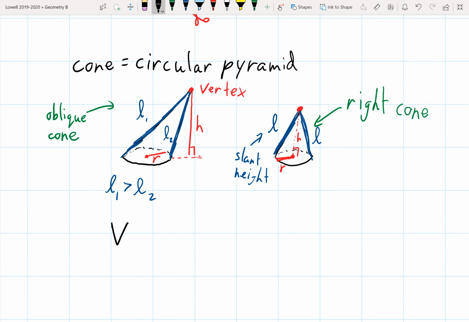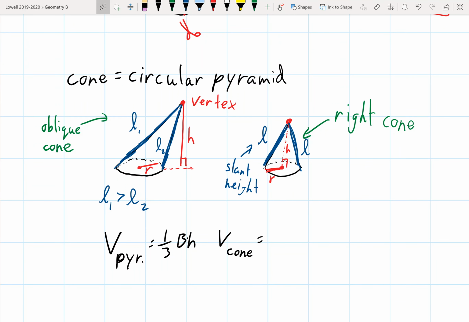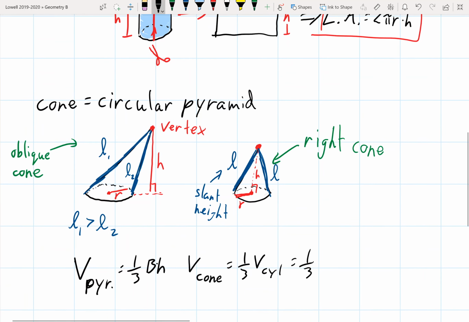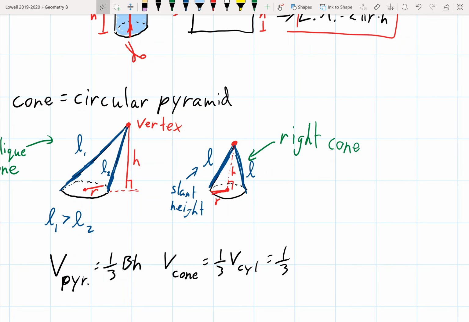But still, we can talk about volume. So we know that the volume of a pyramid is equal to, you think of it as a prism, base area times the height, but then only take a third of it. That works the same way for a cone. The prism that a cone would have come from would be a cylinder in this case, right? So it would be 1/3 the volume of a cylinder, which is 1/3 pi r squared h. Ready?